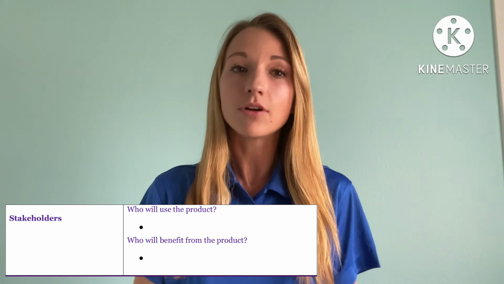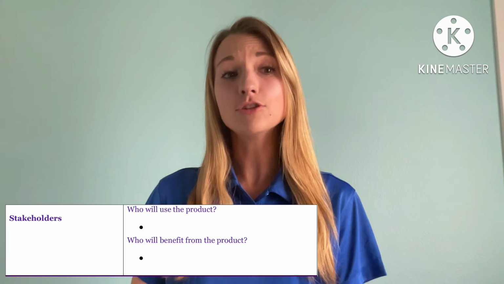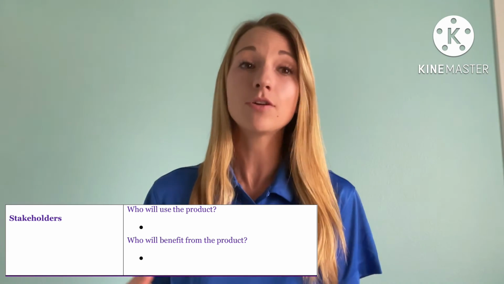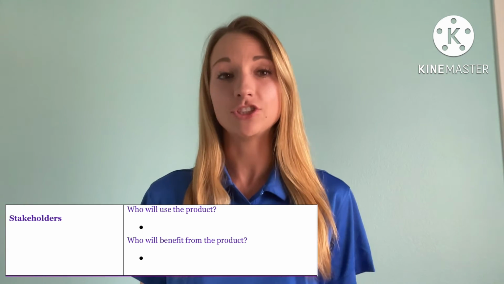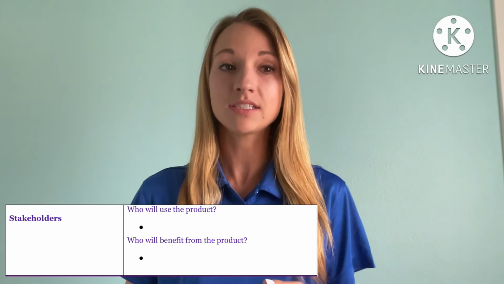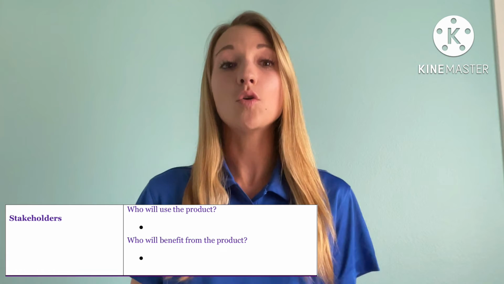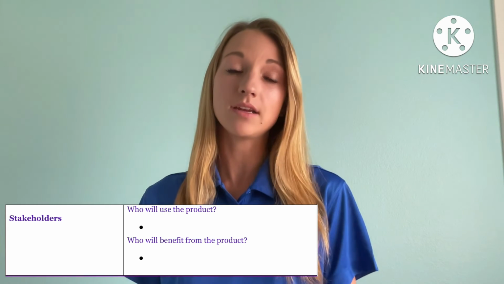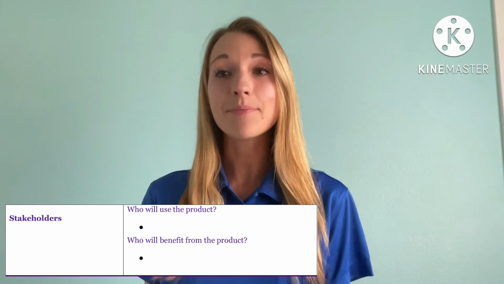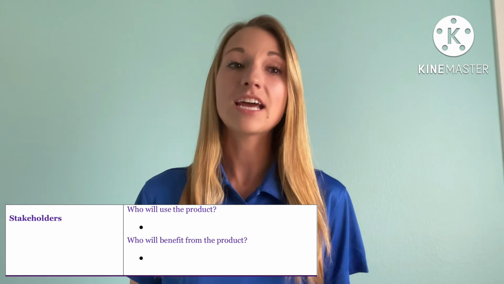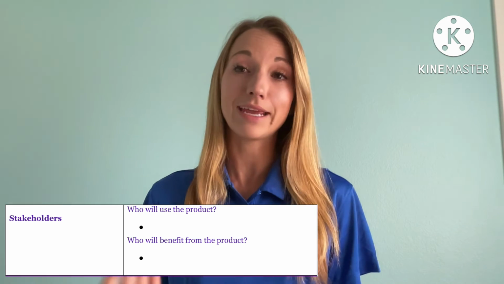Of course he will use the product because that's who we're building a chair for. But let's be more general. For example, we could say elderly people or people with physical ailments. For the next question, who will benefit from the product, you should not put your Simpsons character here. Think about who else would benefit from the product. For example, imagine how happy Grandpa's family would be if they didn't have to worry about him falling when he was getting in and out of his chair.